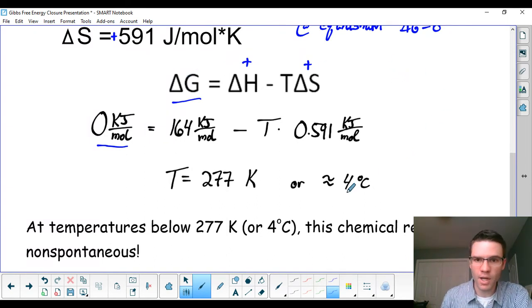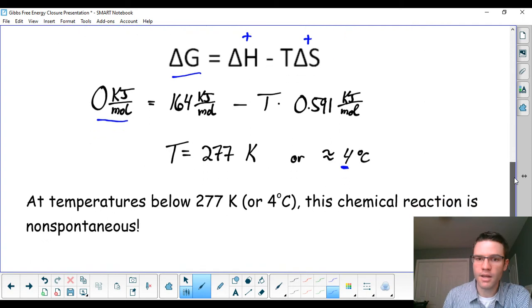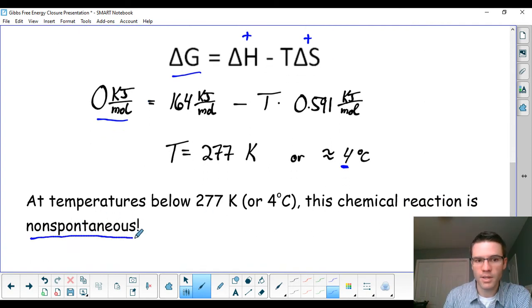And those high temperatures are not relatively high. They're just barely above freezing. So all temperatures above 4 degrees Celsius, it's spontaneous. And all temperatures below 4 degrees Celsius, it's non-spontaneous. So the reaction would not occur without outside intervention.